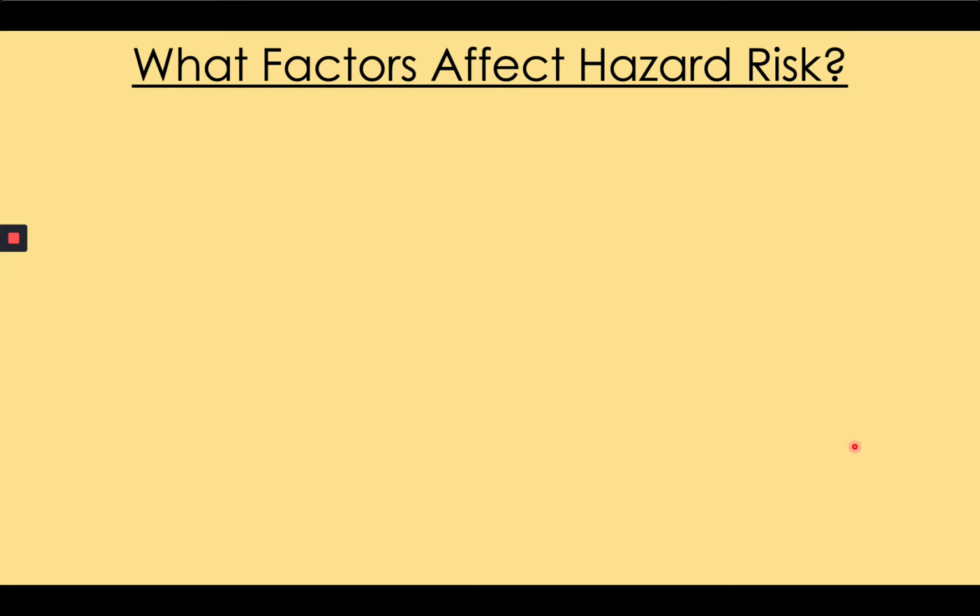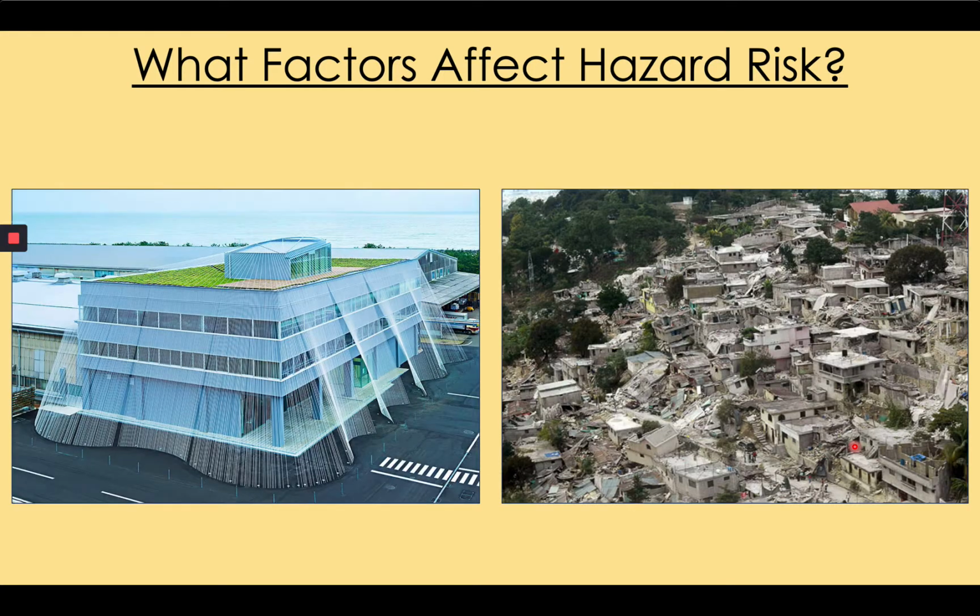I'm going to show you 2 types of building. On the left, you have a specialized office building in Japan, and on the right, you have a hillside with homes in Haiti, an island in the Caribbean in the west of the Atlantic Ocean. Japan is a HIC, one of the richest countries in the world. Haiti is a LIC, one of the poorest countries in the world. Japan has used its great wealth to invest in technologies and in building design that allows it to construct buildings that are resistant to earthquakes.